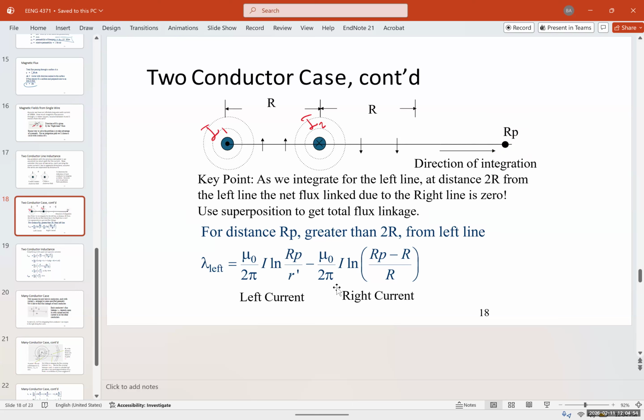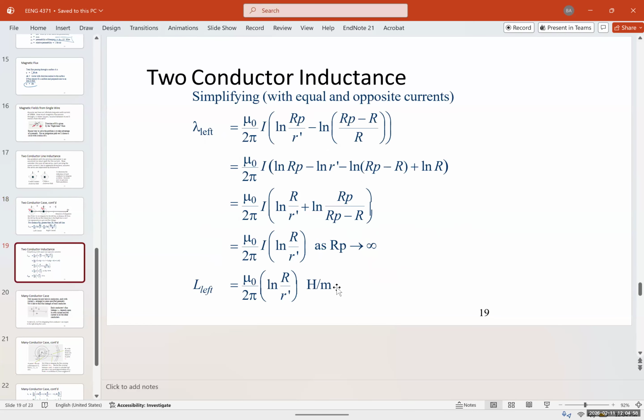We don't want to measure force here, we just want to measure the magnetic flux. So if we use that equation, simplifying with equal and opposite currents, I'm not going to go through the proof. Lambda is going to be mu 0 over 2 pi ln of r over r prime, in henries per meter.